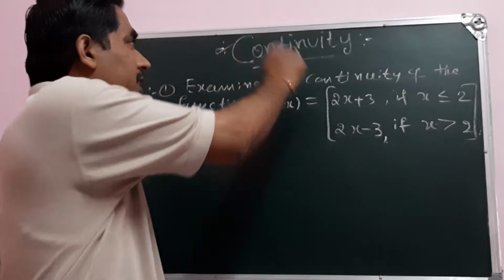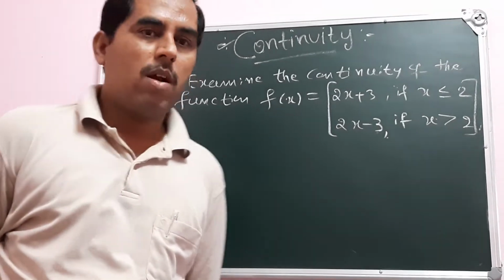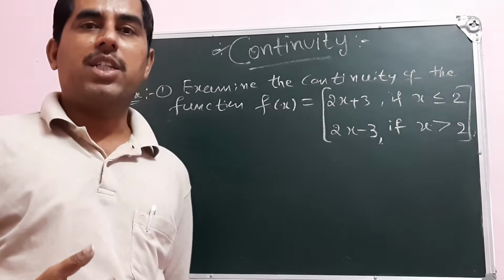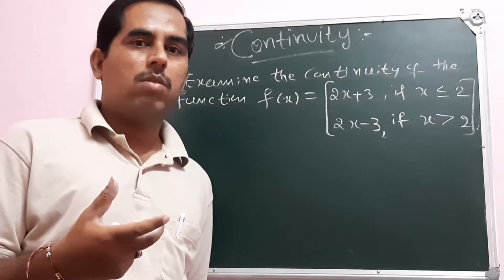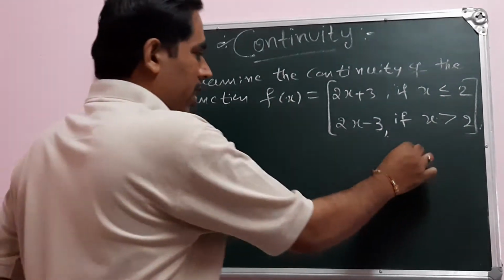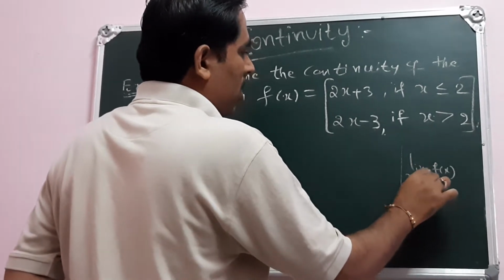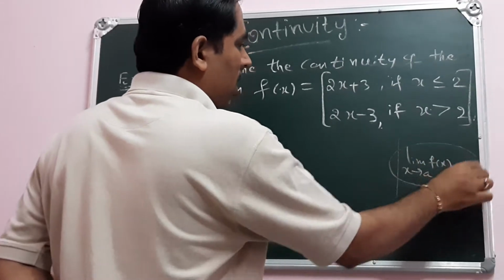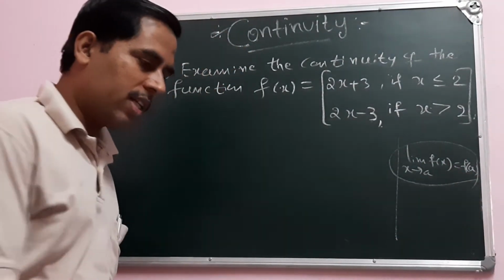In the last class we defined the term continuity. To say that a function is continuous, we must remember some conditions. The limit of the function should be equal to f of a, the value of the function at the given point. What we discussed in the last class is that the limit of the function as x tends to a should be equal to the value of the function at the given point. If this is satisfied, then we say that it is continuous.